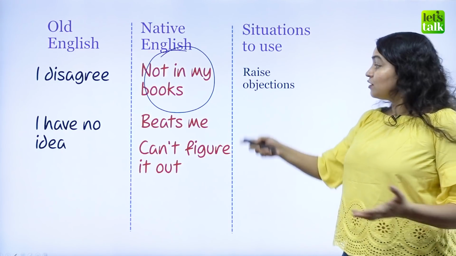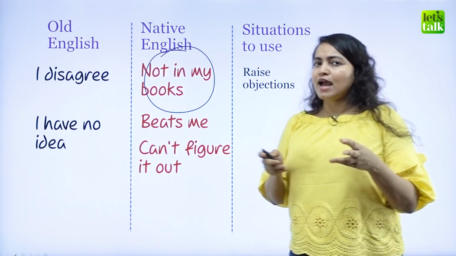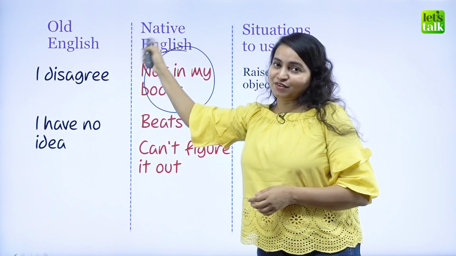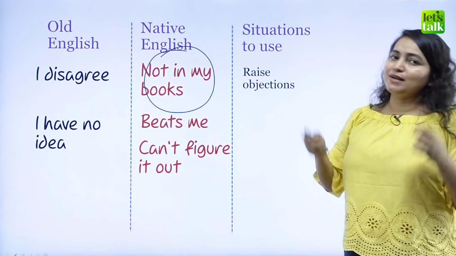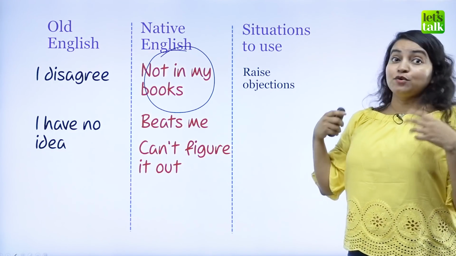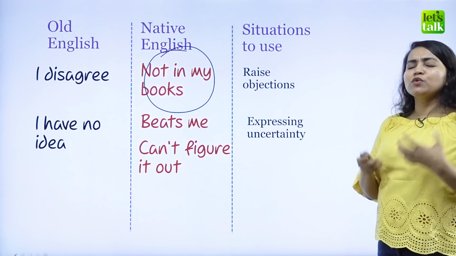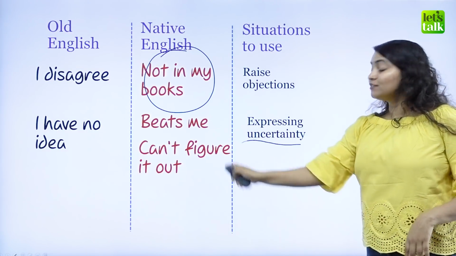Or I can't figure it out. A lot of times you have to use this, or you'll probably hear this in English movies. And when you can't figure it out, it basically means that you are not accustomed to native English phrases. But now, you know what these two phrases mean. It basically means that you do not know, and you have no idea. And you are using this when you want to show that you are uncertain, because you have no clue, right? So you are expressing uncertainty.